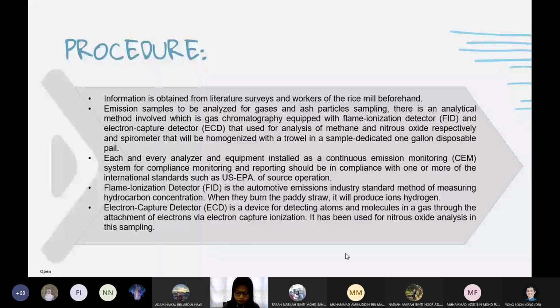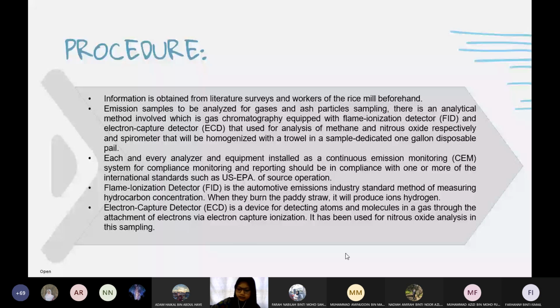The CEM will be continuously operated at all times, collecting and recording valid data. FID can be used to measure hydrocarbon concentration. This is the schematic diagram of FID. When they burn the paddy straw here, it will produce hydrogen. This method provides high sensitivity and operates over a wide range of concentration.